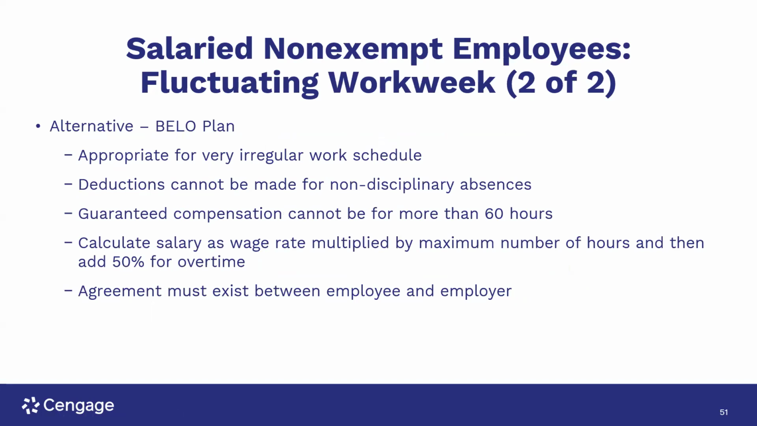However, there are restrictions for the BELO plan. Deductions cannot be made for non-disciplinary absences. The guaranteed compensation cannot be for more than 60 hours per week. And the salary is calculated as a wage rate multiplied by the maximum number of hours and then adding another 50% for overtime. And there must be an agreement between the employee and the employer beforehand under the BELO system.